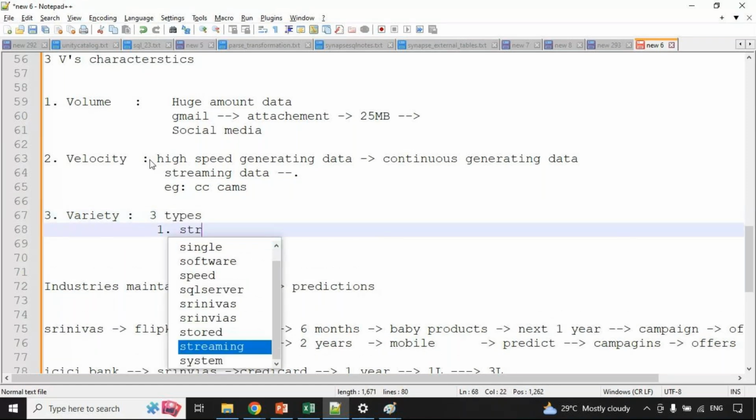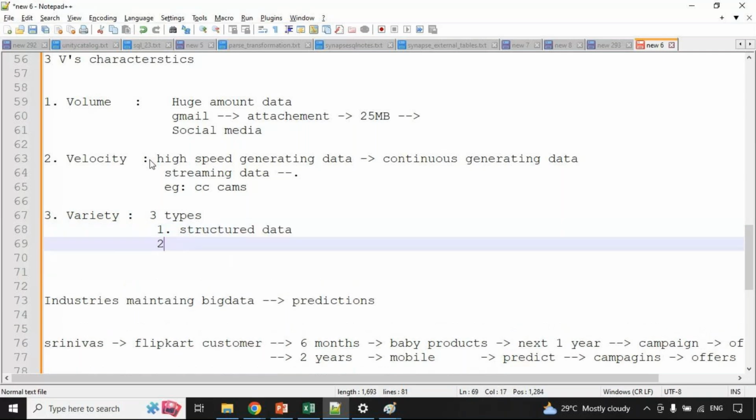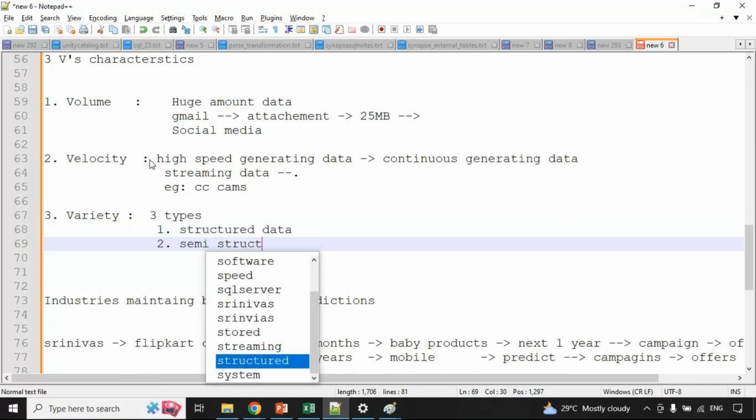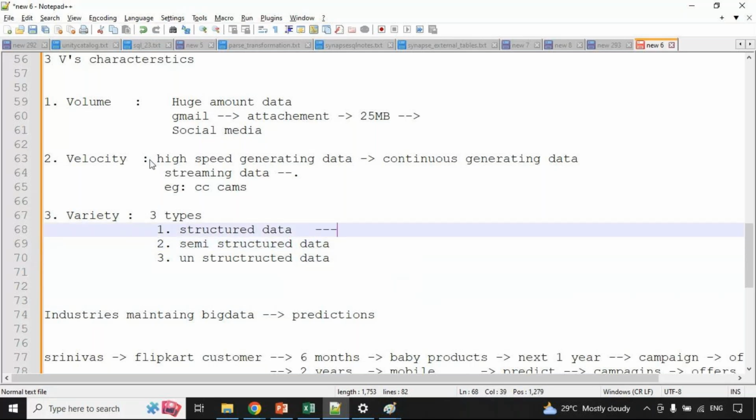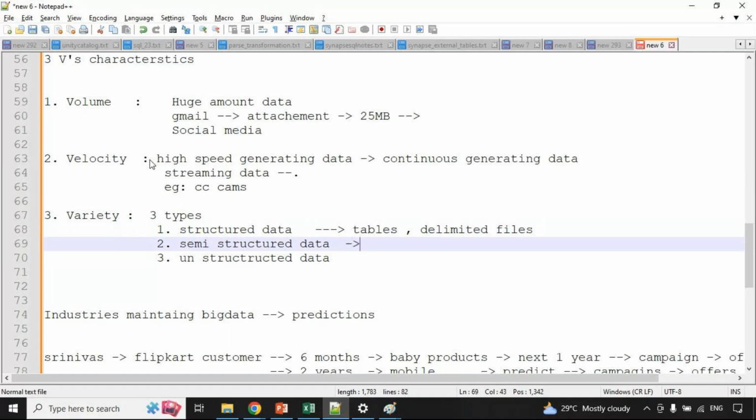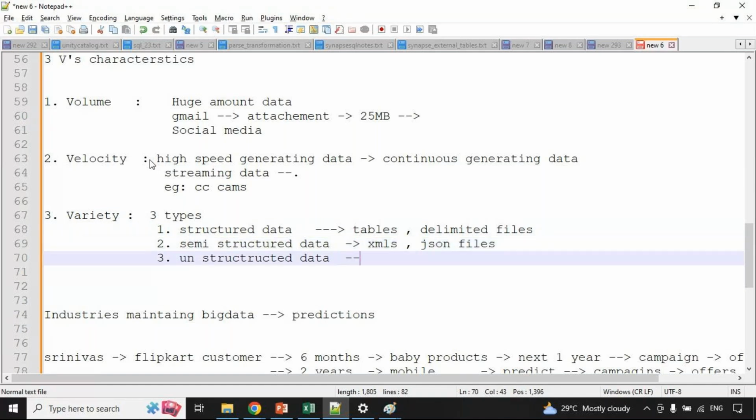One is structured data, another is semi-structured data, and the third is unstructured data. Structured data is in terms of tables, rows and columns, and delimited files. Semi-structured data is XML files and JSON files. And unstructured data is audio files, video files, images. So these are all different categories of data.